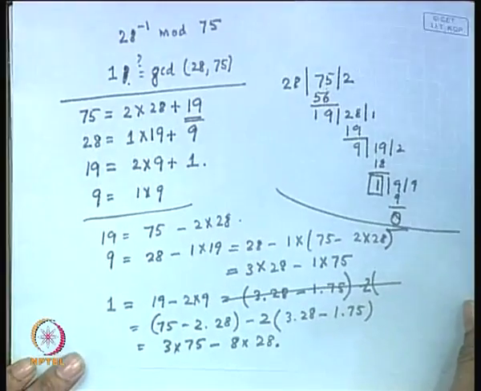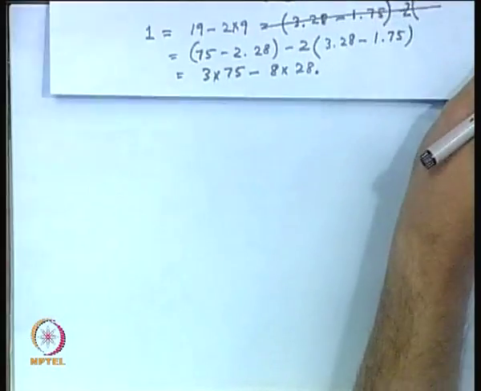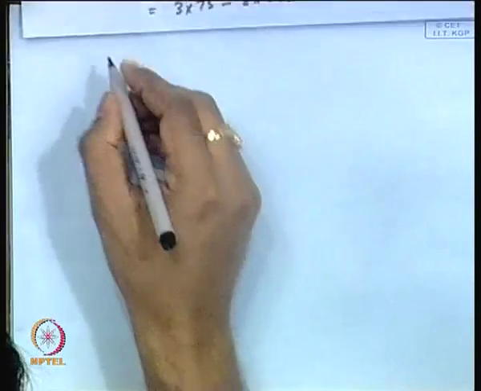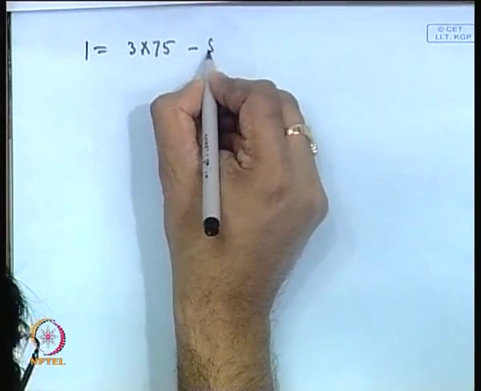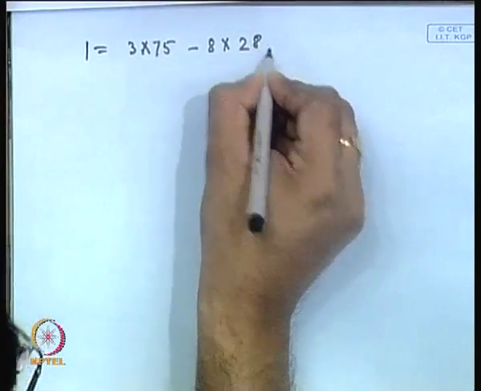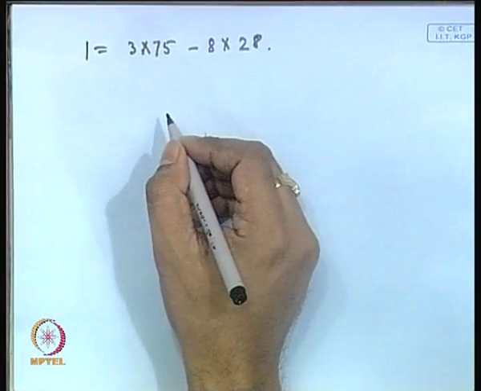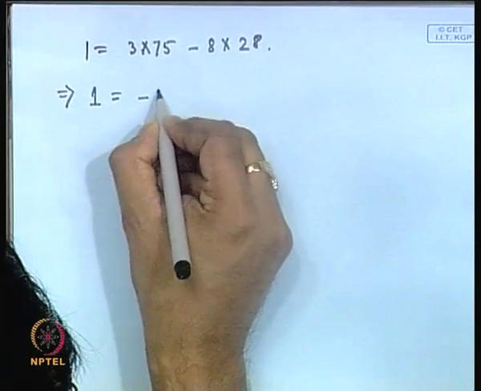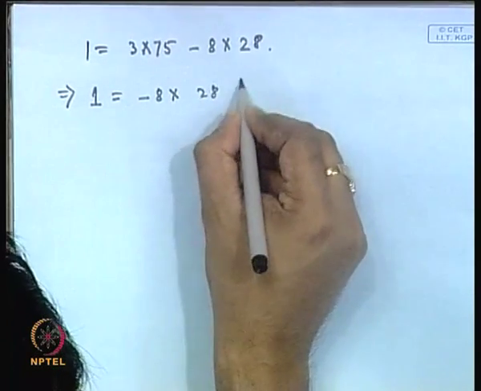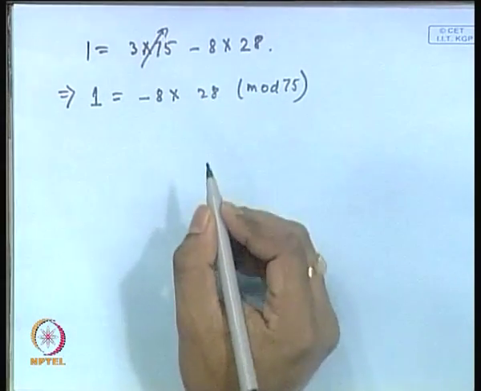So, now you see that if you take this final equation, I will write properly. This is 1 equal to 3 into 75 minus 8 into 28. Right. So, now suppose I take a modulo 75 on both sides. So, what do I get? I get 1 equal to minus 8 into 28 mod 75, right, because this term goes to 0 in that case.